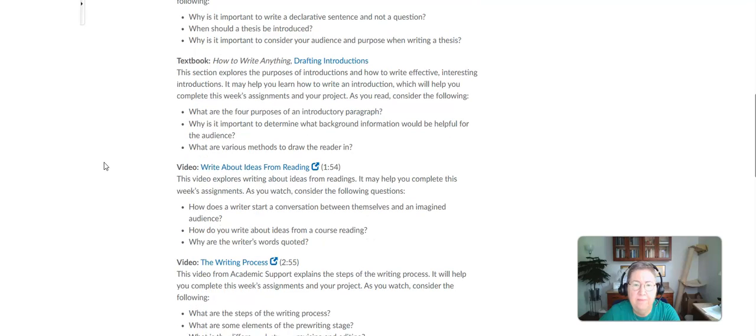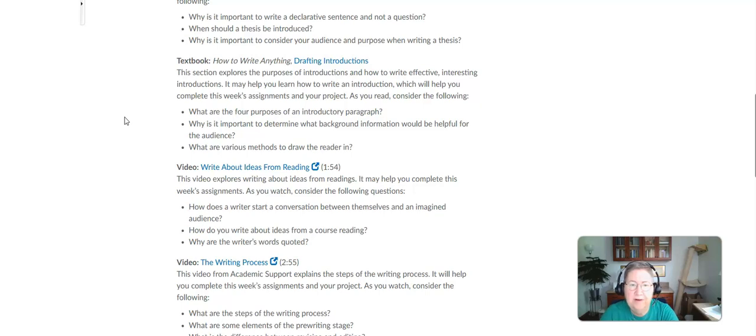The next reading, if you just click on drafting introductions, it'll take you to the reading, and I believe it opens as a download. This covers more specific information about writing introductions. What are the 4 purposes of an introductory paragraph? Why is it important to determine what background information would be helpful for the audience?